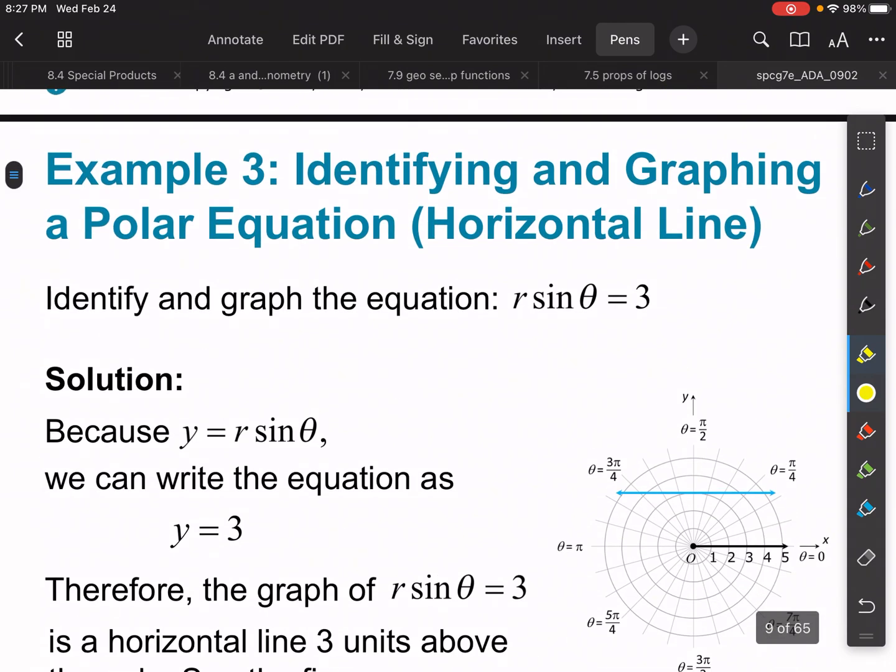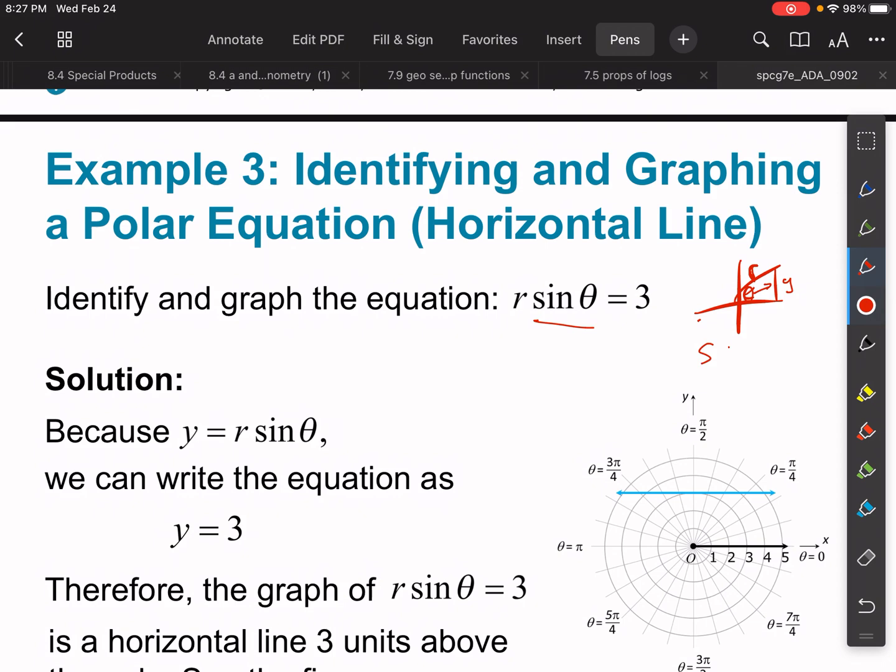Okay, example 3, we're going to identify and graph a polar equation that's a horizontal line. Okay, so we have r sine of theta is equal to 3. Remember that r sine of theta, you guys, is, so if we go back to our original, if we just were on a unit circle and we had this triangle, if we know that this is theta, we know that this is some radius r on the unit circle. Well, on a unit circle it would be 1, but let's just assume that we're on a circle. And then we know for sine is opposite, or the y value, right?